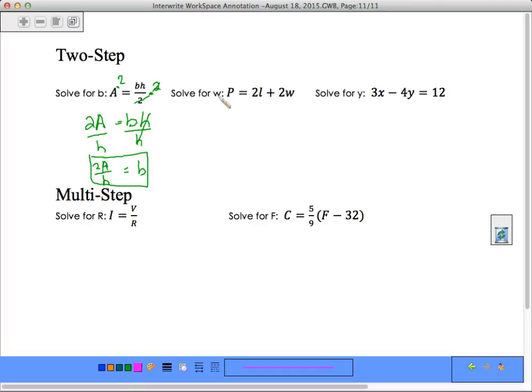All right, next one wants me to solve for w, so here's my w. Start by getting rid of whatever's not touching it directly first, just like we do on our regular 2-step equations. So to get rid of the 2l, I'm going to subtract 2l. Whatever I do on one side, I do on the other. These are not the same variable, so I can't combine them, so I just write p minus 2l equals 2w. Okay, then I still want w by itself. These are touching by multiplication, so to get it by itself, I'm going to divide. So my final answer is w equals p minus 2l over 2.